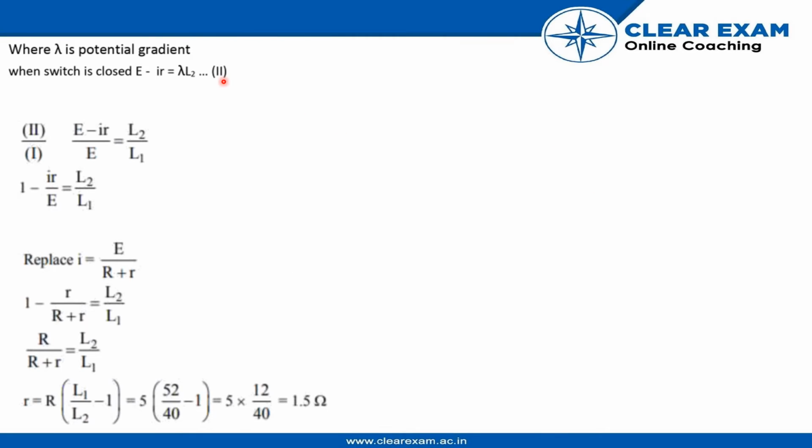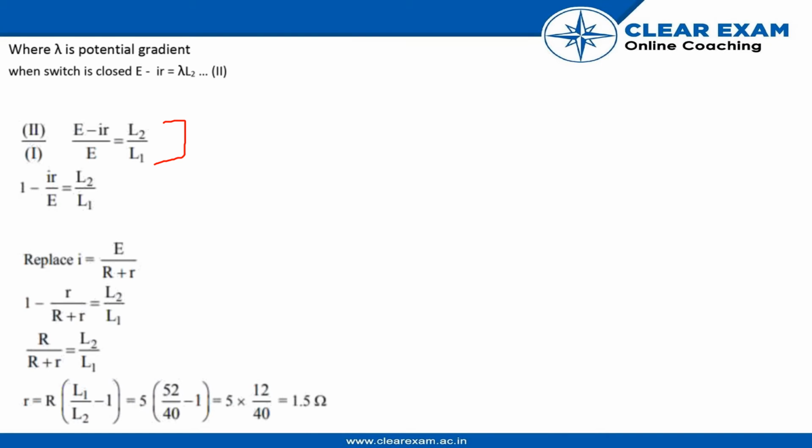Now we consider when the switch is closed. In that case, we consider the internal resistance. So E minus Ir is equal to lambda L2. That is the second equation, right? When we divide these two equations, we get a relation between them. Now we can say 1 minus Ir upon E is equal to L2 upon L1, right?